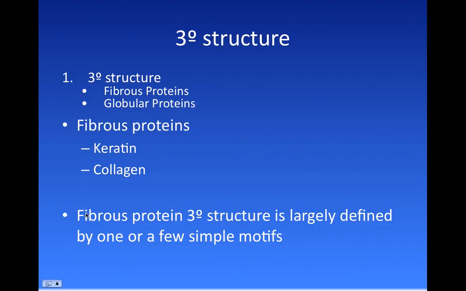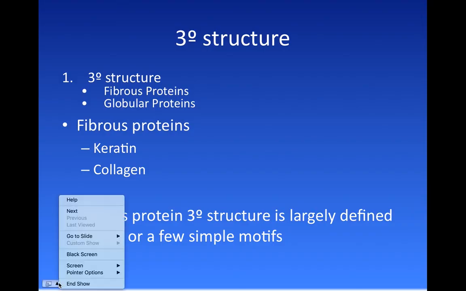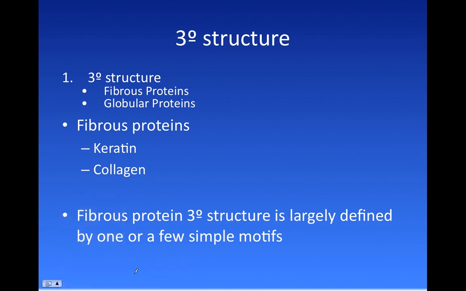Okay, we've talked about primary and secondary structure. Now we're going to get into tertiary structure. Tertiary structure, remember, is the overall structure of a polypeptide. What's its general shape? Sometimes the general shape is the combination of secondary structures like alpha helices and beta sheets. How are they arranged in a polypeptide to give an overall shape for the protein?